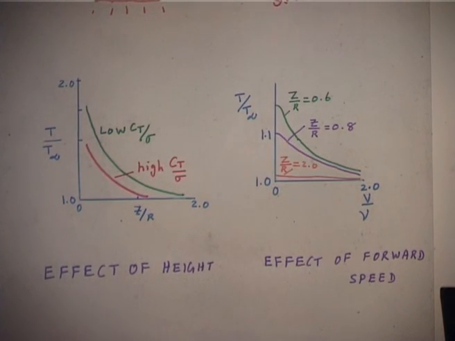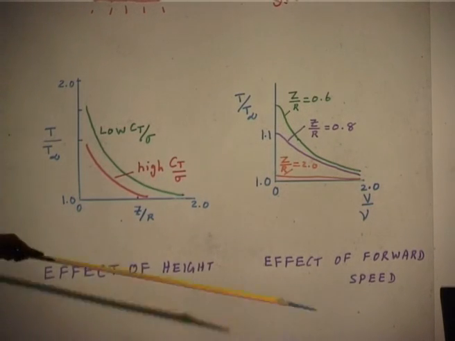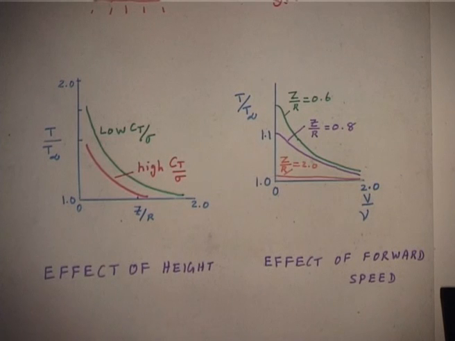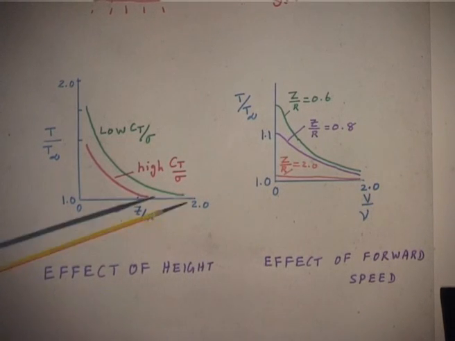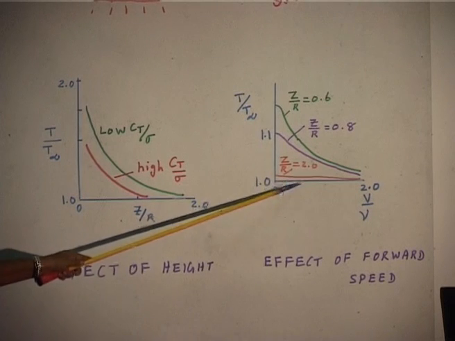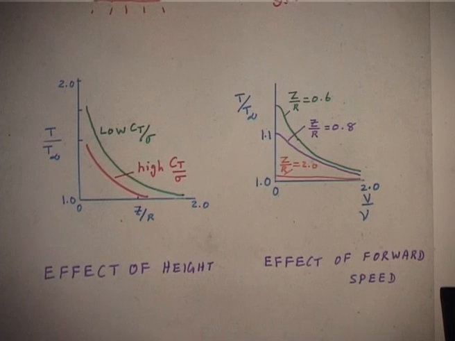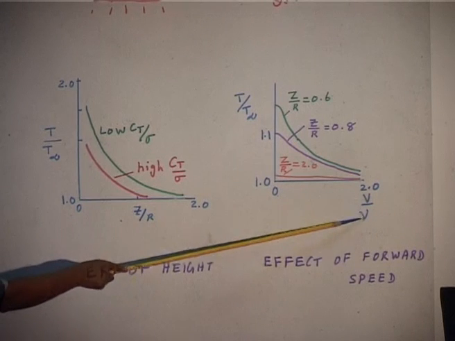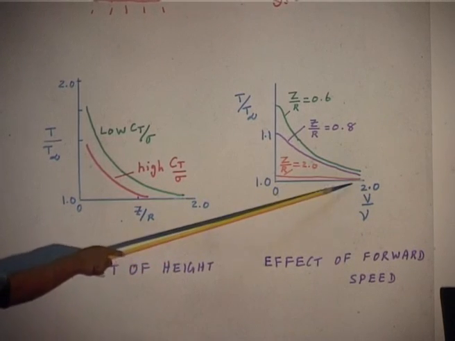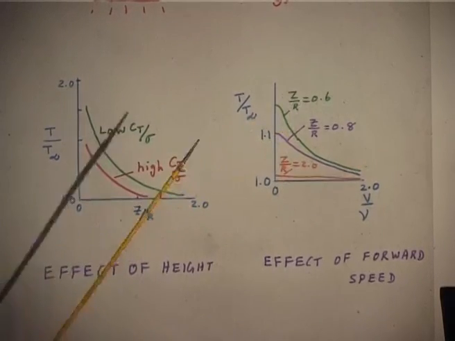But of course, this effect is highly dependent on forward speed, which I meant is crosswind. Suppose you are hovering near the ground and there is a crosswind, what will happen? The wake, instead of coming down like this, will be swept, and then suddenly the rotor will lose thrust. That is why the effect of ground depends on the forward velocity. If the forward velocity ratio to induced velocity is more than 2, you see it has no effect on T by T infinity.